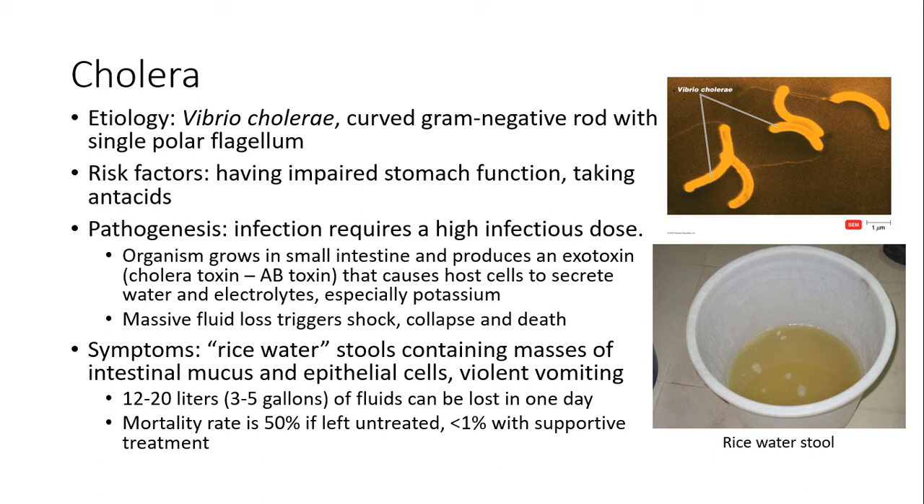These people will also have super violent vomiting. They will lose up to 12 to 20 liters, which is 3 to 5 gallons of fluids per day. So you can imagine how this would become rapidly fatal. The mortality rate for this is 50% if left untreated, but less than 1% if we can get them onto oral rehydration and IV rehydration methods as soon as possible.